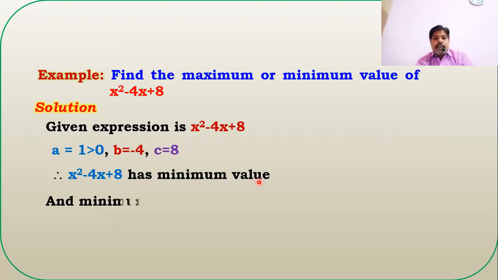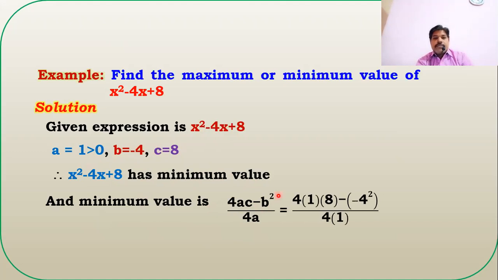So what is the minimum value? The minimum value is 4ac minus b square by 4a. Already you know the values here. Just replace all these values: 4, a value is 1 and c value is 8, minus b value is minus 4 whole square, 4 into 1. Simplifying, 32 minus 16 by 4. So that is 16 by 4. So that value is 4.